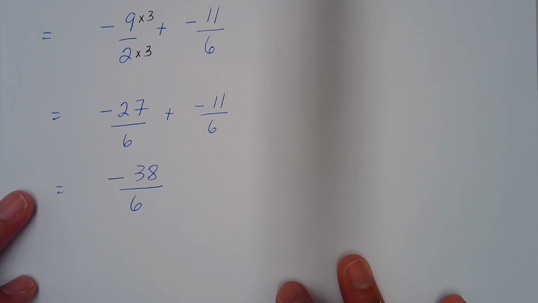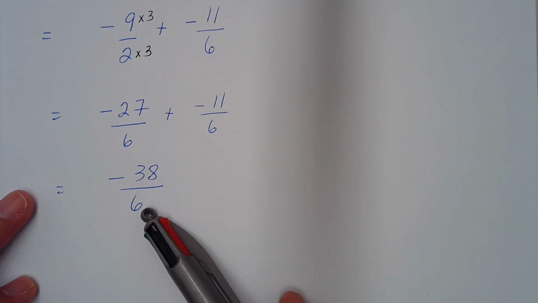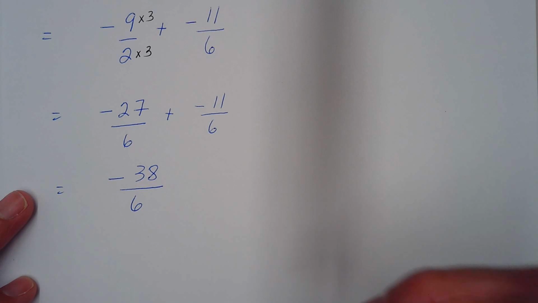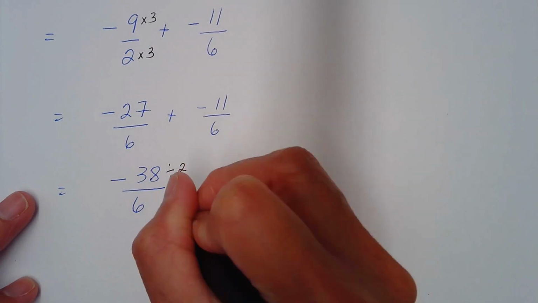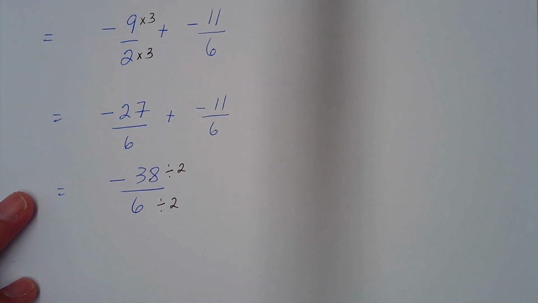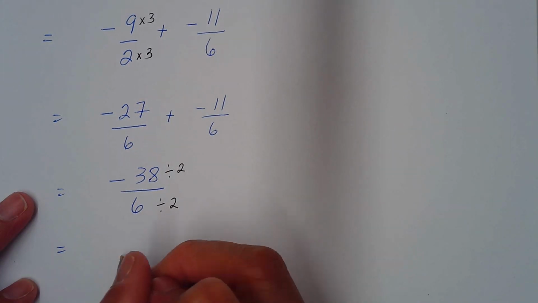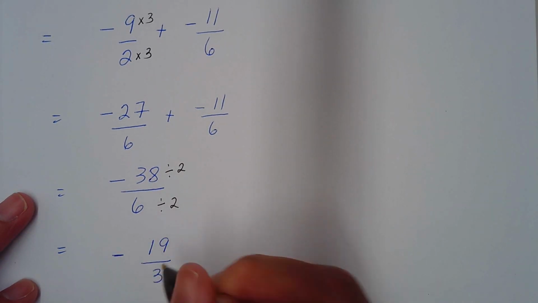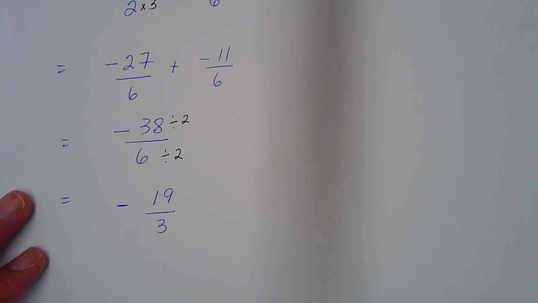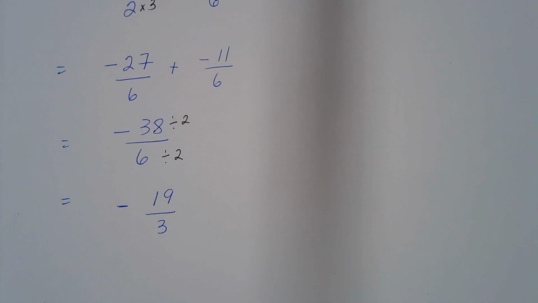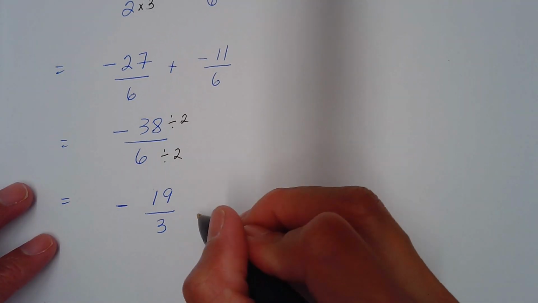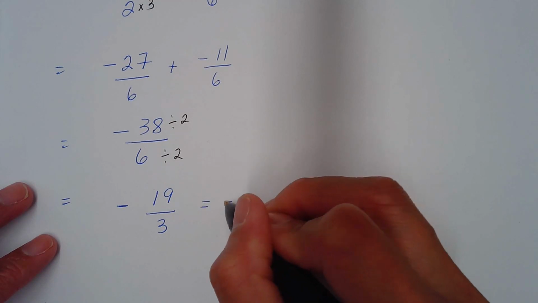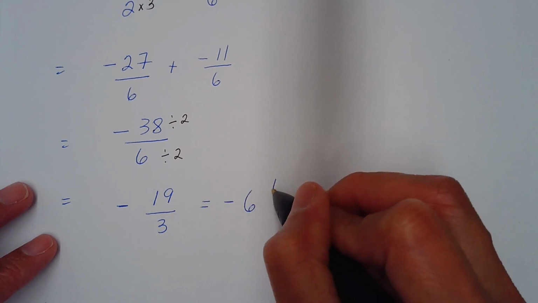Divide. Yeah, you could divide by 2, reducing, right? Yeah, let's do that. Divide by 2. That's going to give us negative 19 over 3. Okay? You can leave it like that, or you can change an improper fraction to a mixed. So what would that be? 6 and 1/3. So negative 6 and a third.